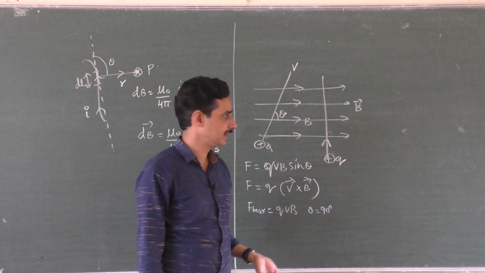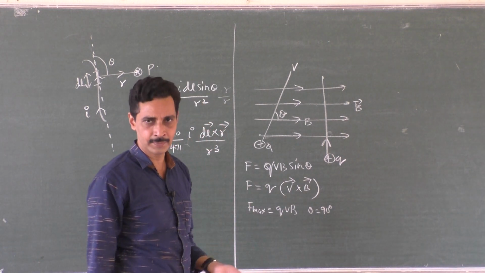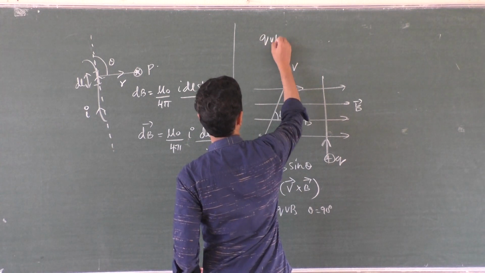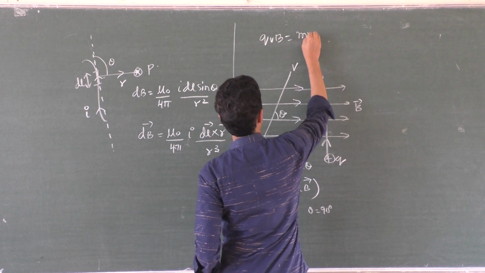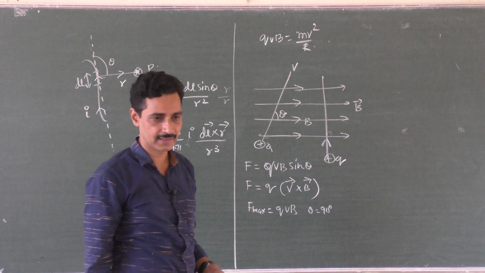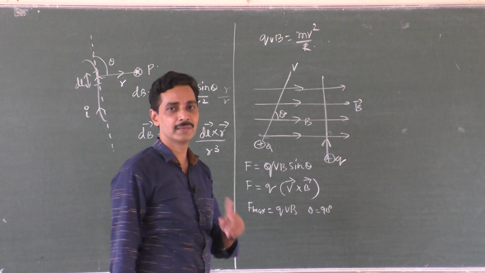When a charged particle moves perpendicular to the magnetic field, the same force acts like a centripetal force, and QVB at that moment turns into mv squared by r. What is mv squared by r? It is the centripetal force acting on the charged particle. It keeps the particle in the circular path, and this becomes the principle of the cyclotron.